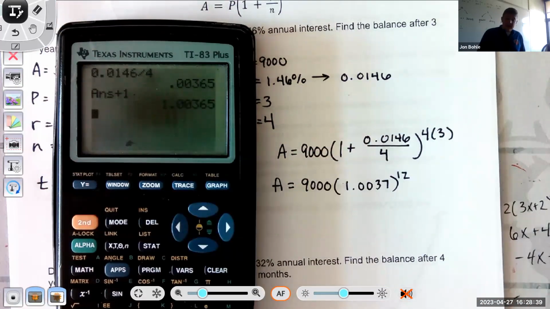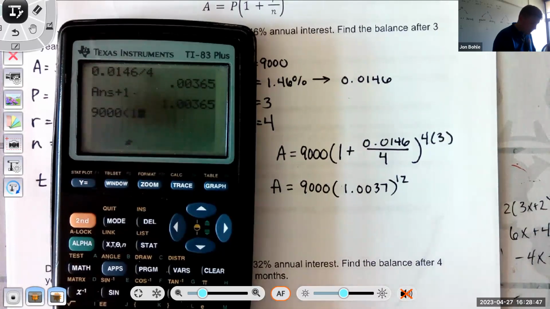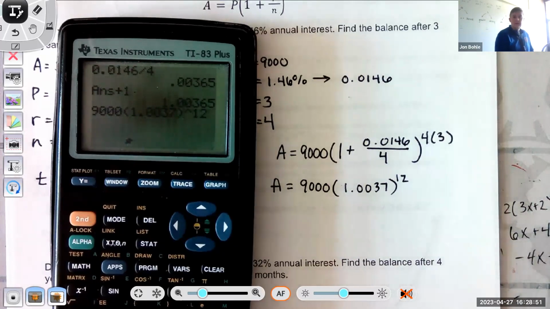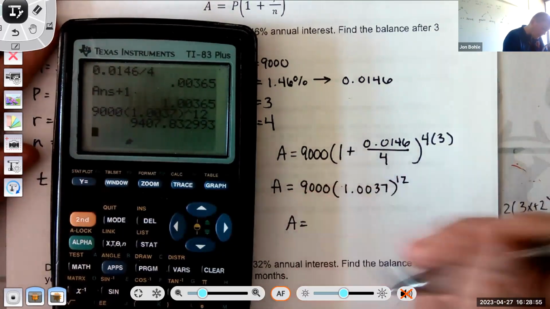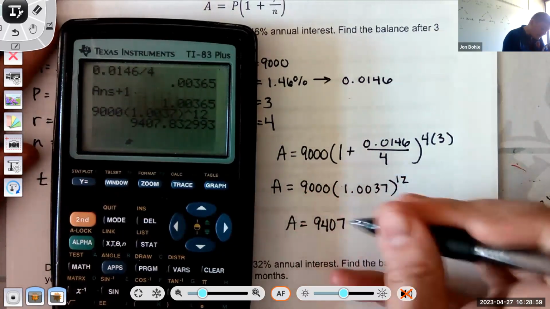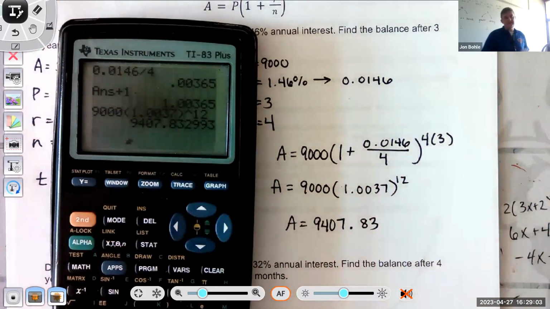Okay, so once you have that, really all we have to do is type this whole thing in the calculator and go. So 9,000 times 1.0037 to the 12th power. Hit enter, and that's how much money is in the account. So after 3 years, we're going to have $9,407.83.